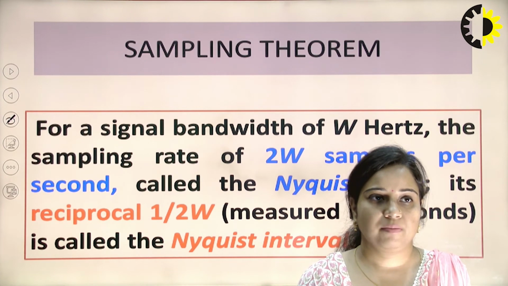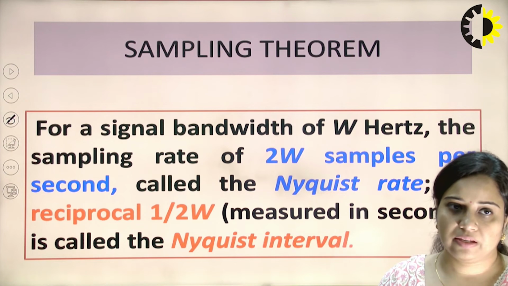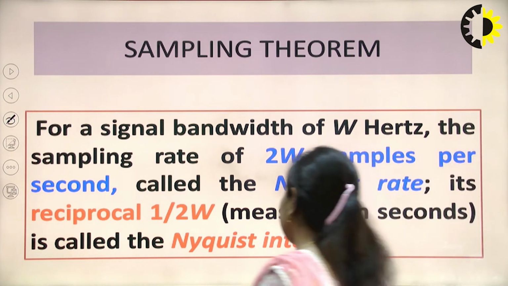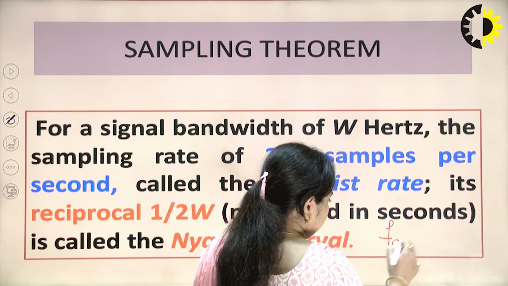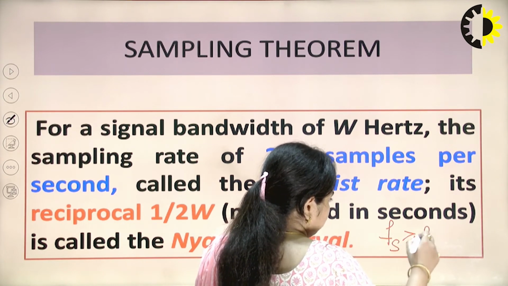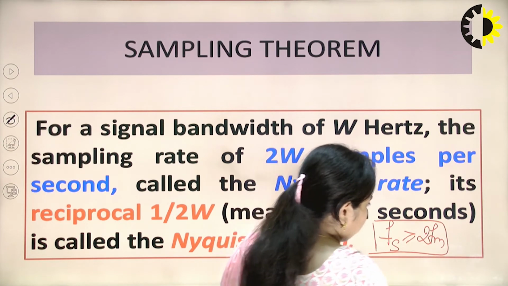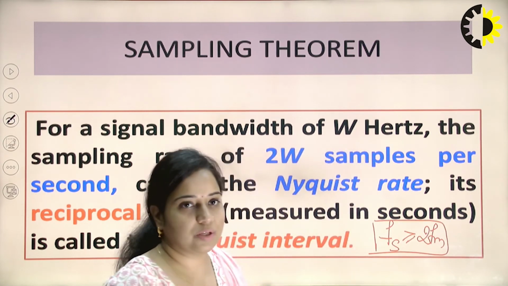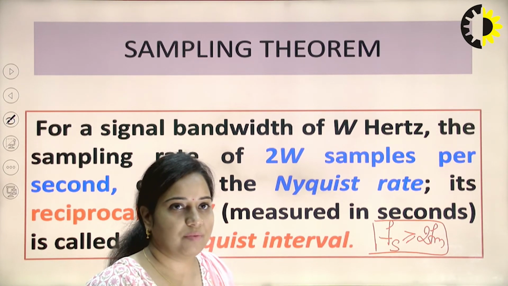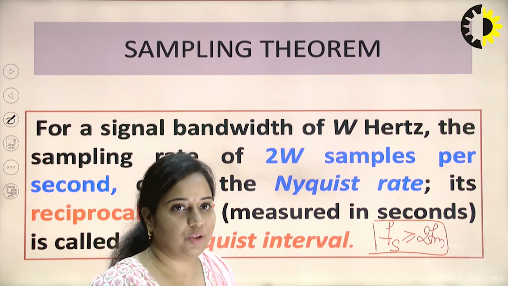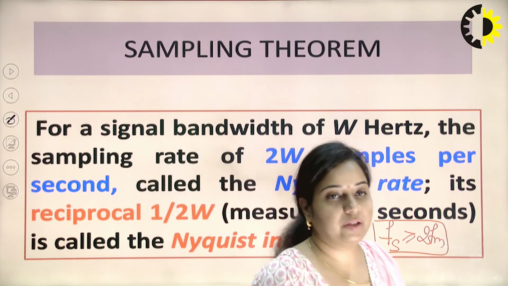The sampling theorem is basically related to the Nyquist rate, or we can say the Nyquist interval. What is the Nyquist criterion? The sampling frequency should always be greater than or equal to 2 fm, where fm is the message signal frequency. So Fs should always be greater than or equal to 2 fm. That is the sampling theorem.